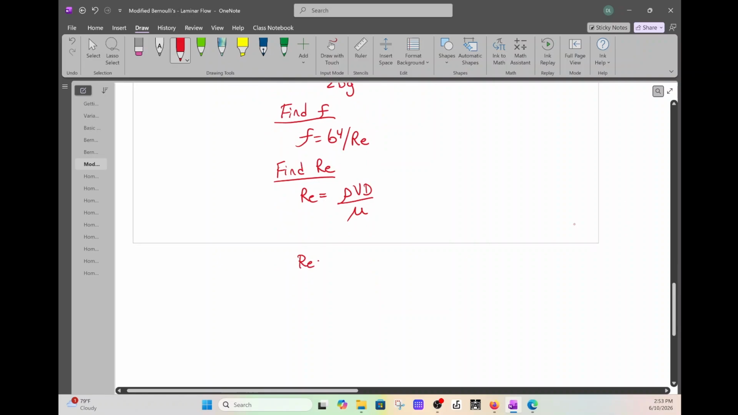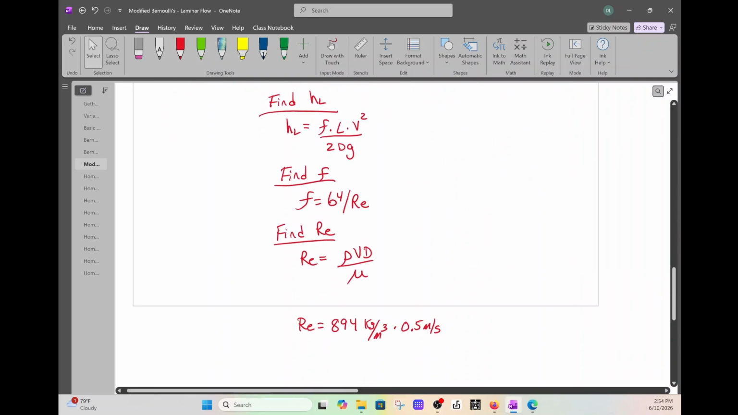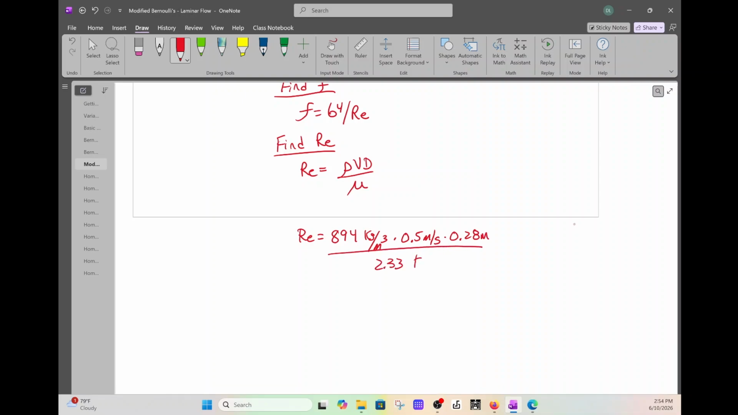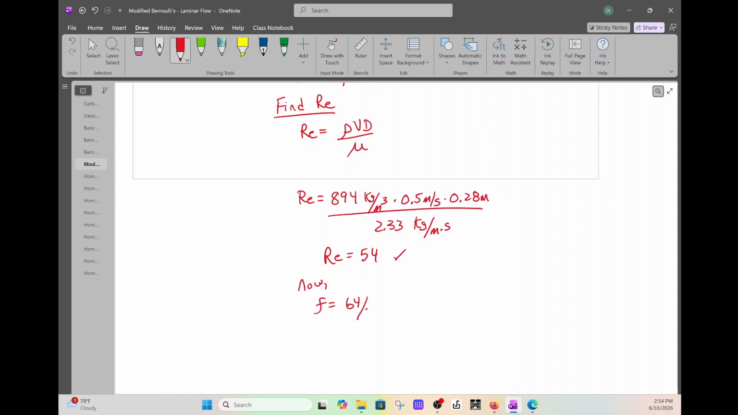So let's go ahead and plug that in. The Reynolds number equals 894 kilograms per meter cubed times 0.5 meters per second. What was my diameter? 0.28 meters, over 2.33 kilograms per meter second. Get a Reynolds number of 54, which is laminar. That's a good check. And then now f becomes 64 over 54. f becomes 1.19.